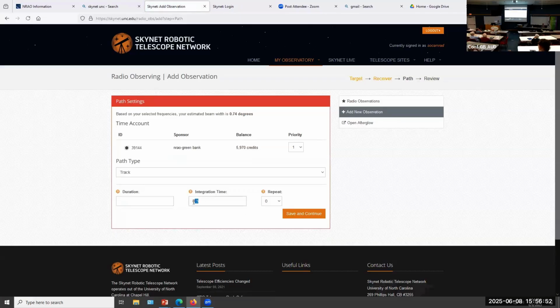So here you can select. This is where you're going to select your integration. I think we had the same box. We did the pulsar. So you have to have some idea of what your integration time should be, but it's more critical for the pulsar observation to get it right. Integration time is important because it relates to the pulsar mode.